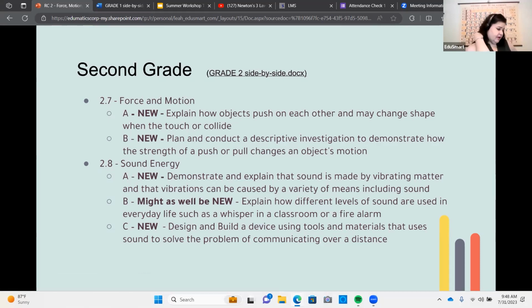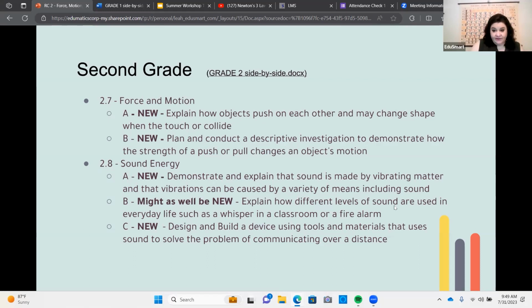In second grade, we focus on sound energy. And so we're looking at sound. All of them are new, or might as well be new. And we're looking at how sound is caused by vibrating matter, but also that vibrations can be caused by lots of things, including sound. So we want them to understand that vibrations don't necessarily always cause the sound. They can be other things. They'll start exploring waves in fourth grade, but sound is made by vibrating matter.